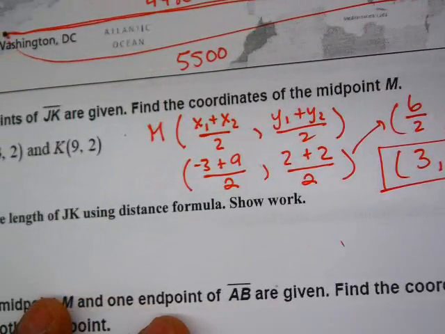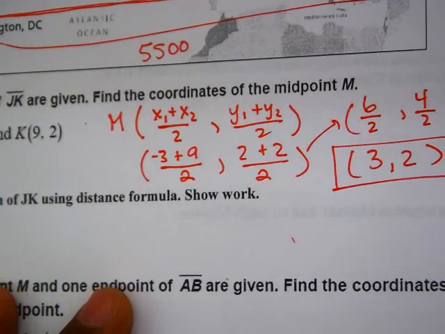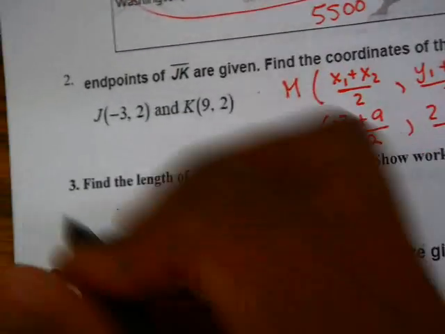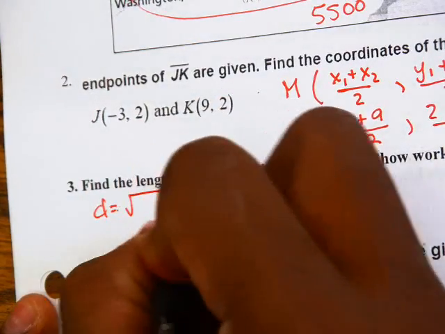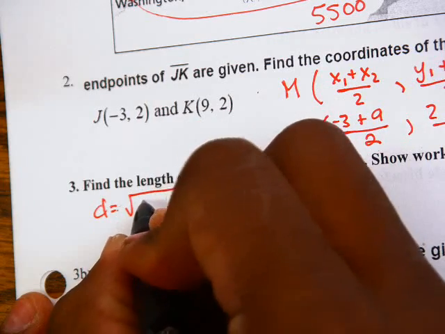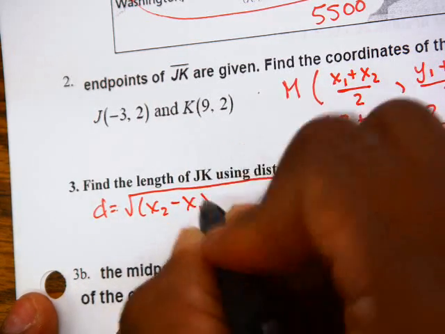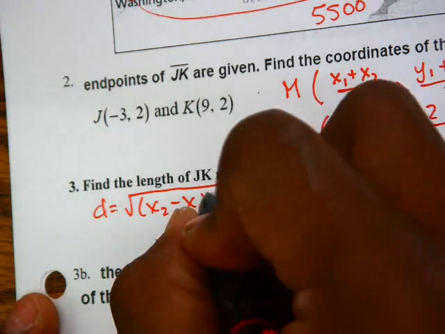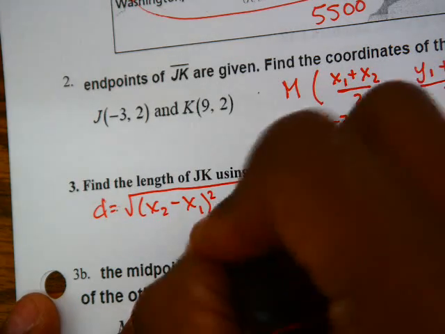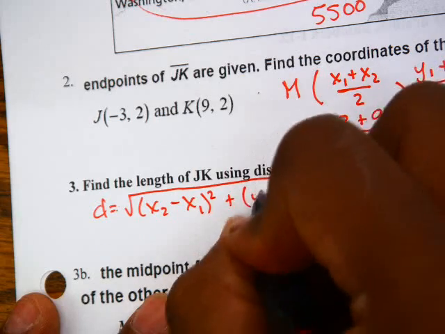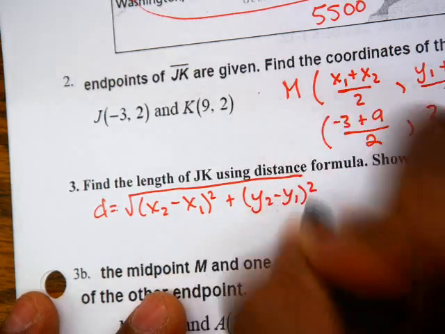Number 3 says we should find the length of JK using the distance formula. So here's the distance formula: a big old giant square root of the quantity x2 minus x1 squared plus the quantity y2 minus y1 squared.